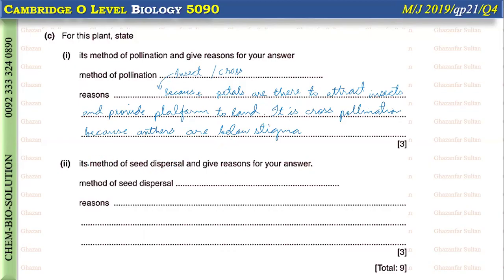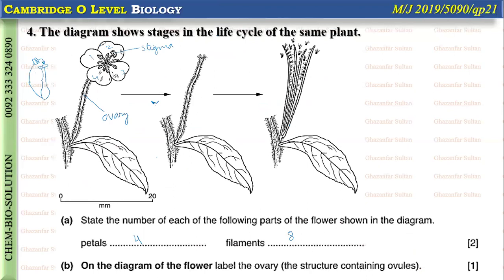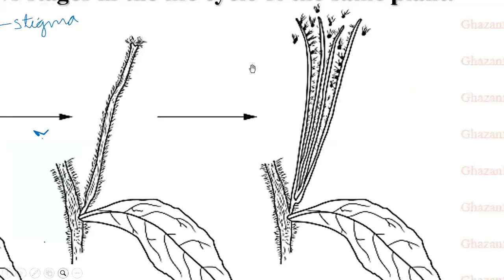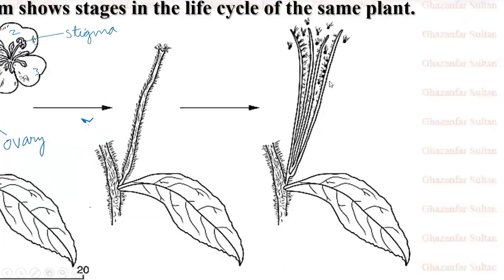Now this part 2 of the component C, its method of seed dispersal. Now, see, these are the seeds, and if you observe them very closely, then what you will observe? You can see here, these are hairy and they can stay for long time in air. So the method of dispersal would be by wind.